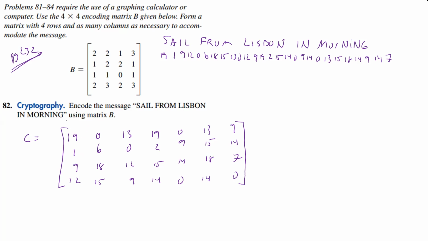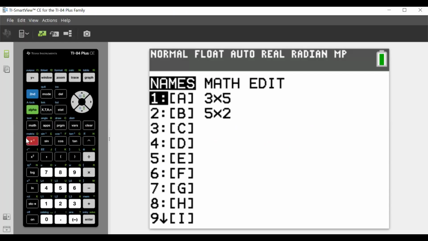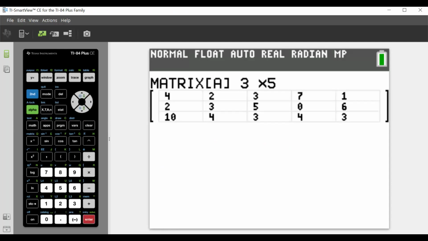So we're supposed to encode it with this matrix. That means we're going to say B times C. Now, if we do B times C, let's put that into our calculator. Over here, we'll have to go second and then matrix, and then go over and edit that. We're going to have a 4 by 7 to get this one.